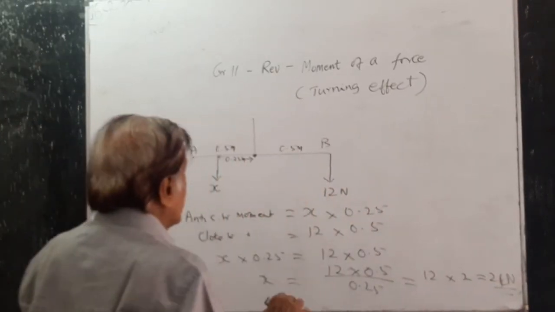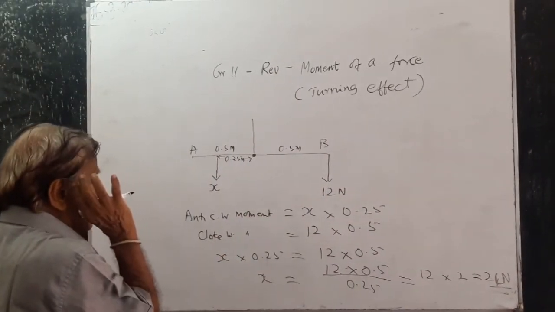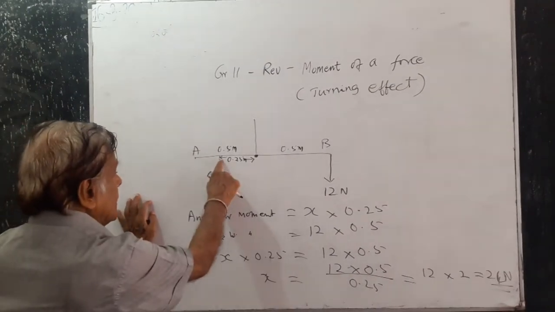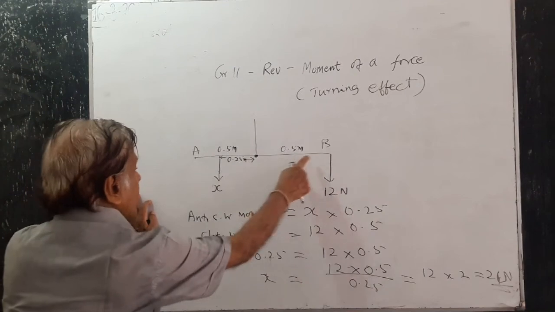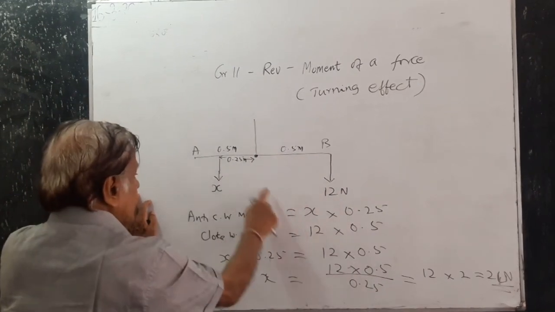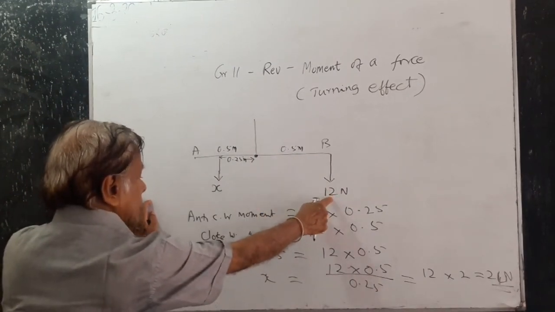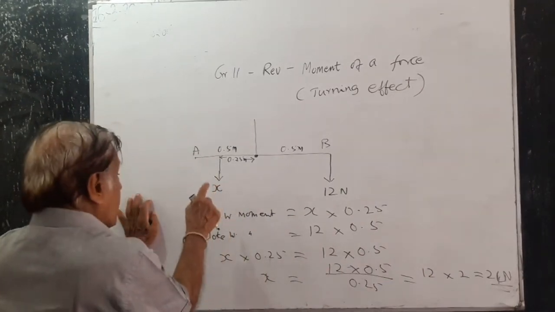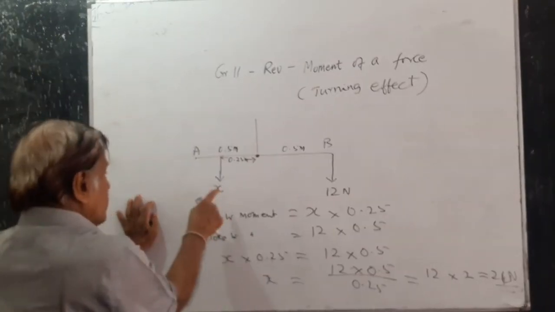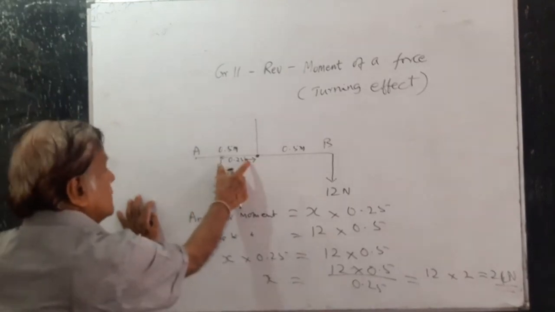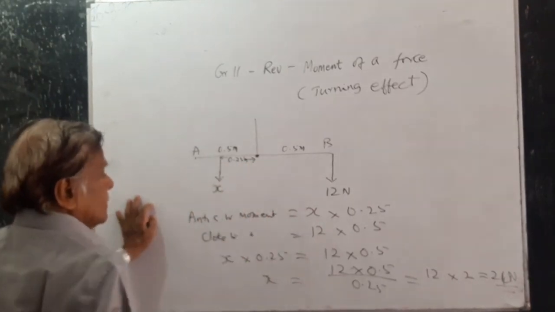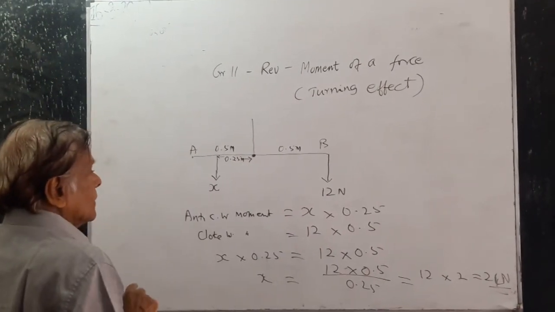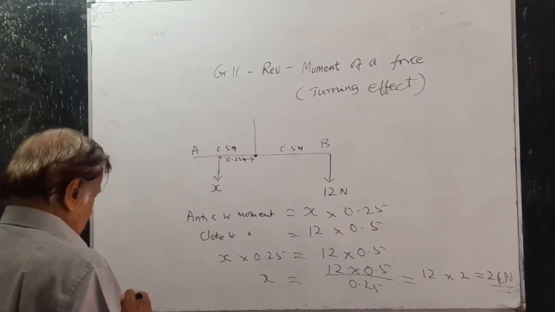And now you can think about the reason for this. Here the distance is actually half of this, and here the force is 24. You need more force because the distance is half of this. So you have to think about all these. Now this is also about moments.